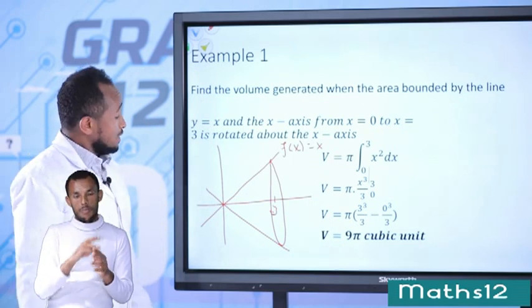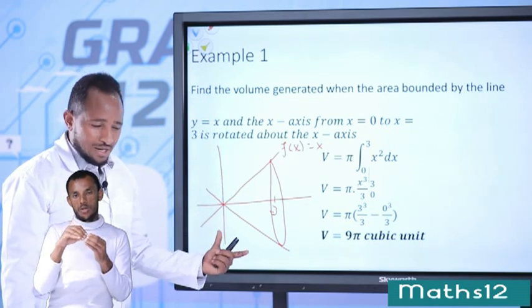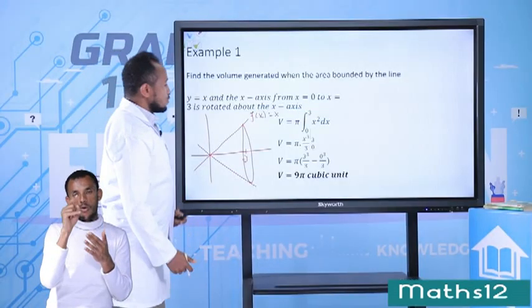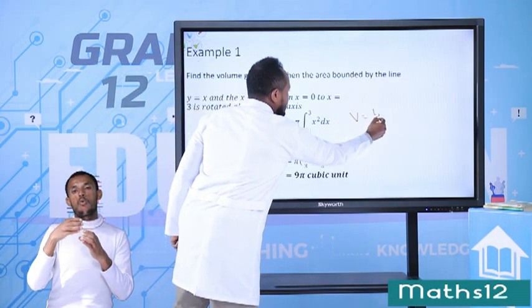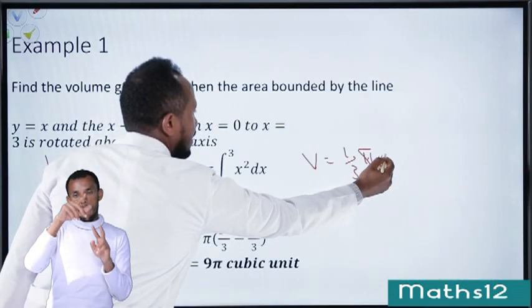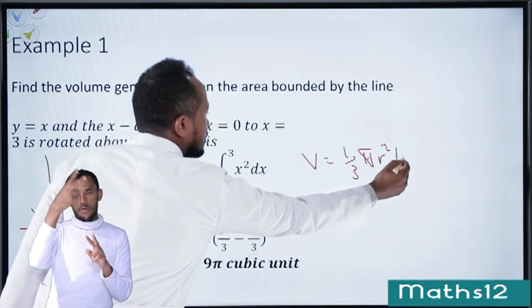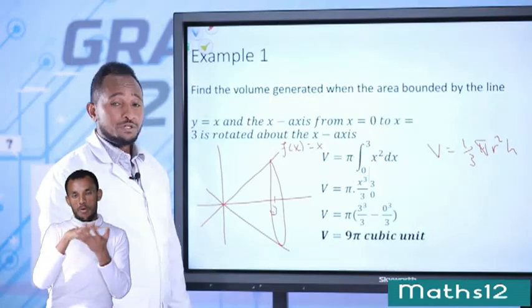By the way, you can also calculate this for this simple figure. It's a conical figure. If you remember how to evaluate the volume of a cone, it is 1 over 3 times pi r squared h. Using this formula, you can evaluate the volume of this solid region.